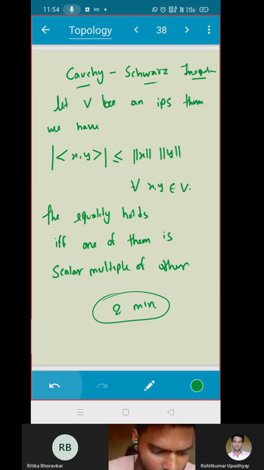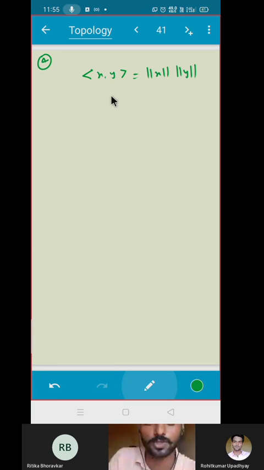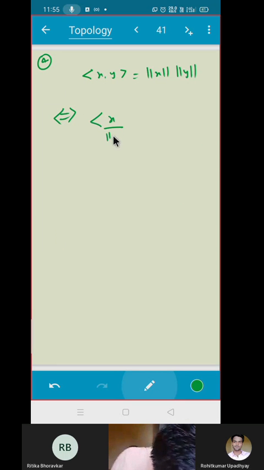This is if and only if, so you should start like that. Let us consider the inner product of x comma y is the same as norm x norm y, correct? We are going to use the same property whatever we have done till now. So let us take norm x norm y this side, and can I write this as, if and only if, inner product of x upon norm x and y upon norm y is equal to 1? Yes.